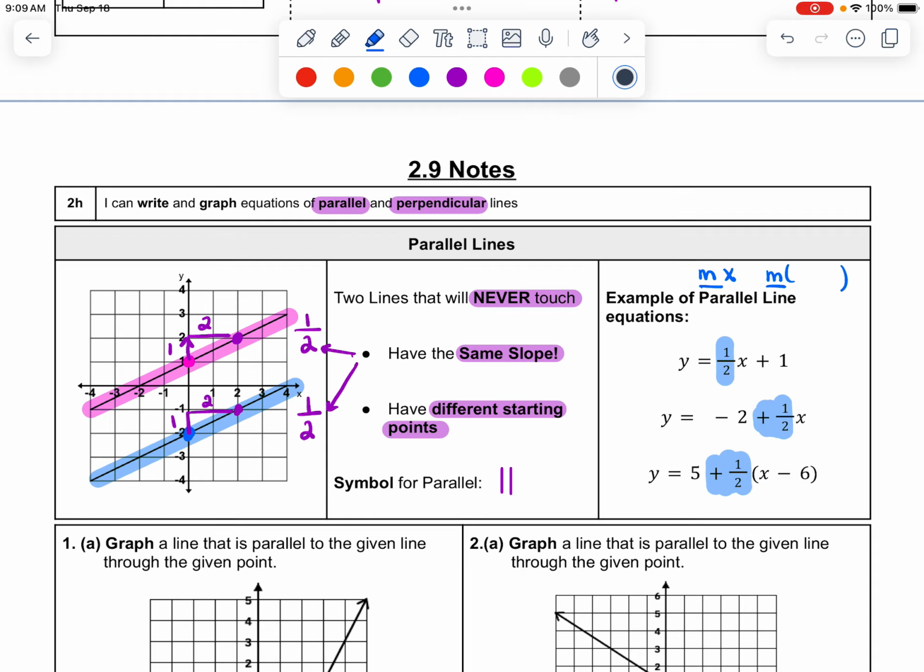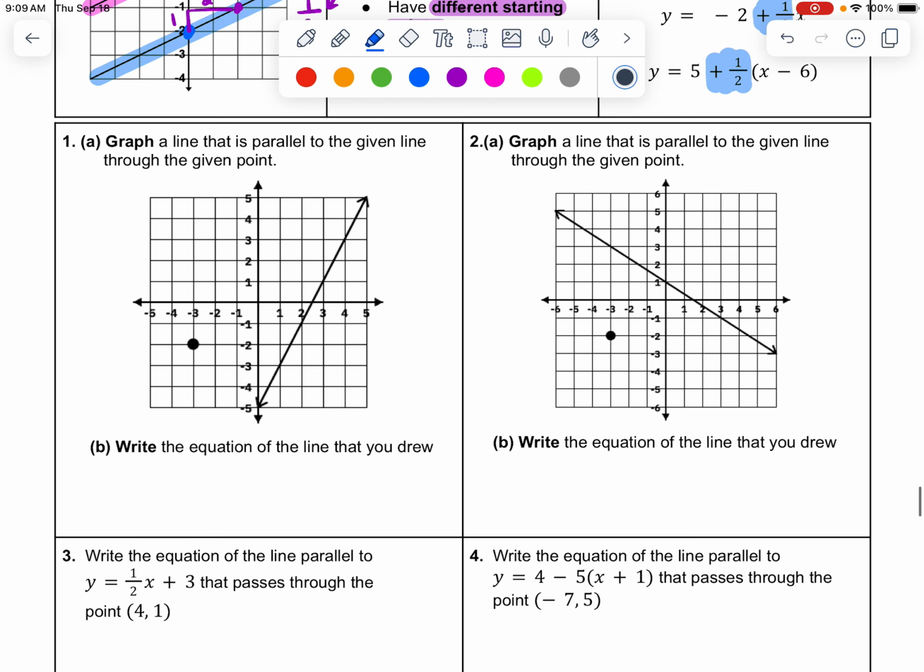These are the types of problems I might give you where I ask you about parallel lines. In problem 1, I am asking you to graph a line that is parallel to the given line, but goes through this new given point. So my new line should go through this point, but it should be parallel to the other one. In order to do that, I need to steal and use the same slope as the line that I've already got. So I'm going to find a few nice points on this line.